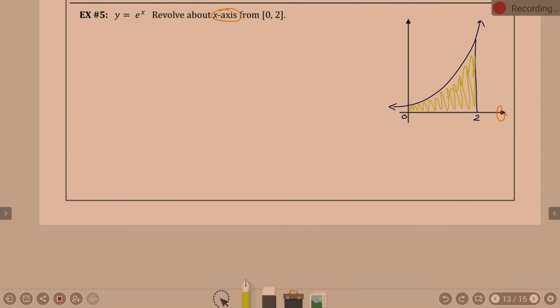Let's see, what are we doing? We're rotating about the x-axis, so my strip is what? It's a vertical strip, right? So this is going to be a vertical disc. Not that it matters, but this represents my radius, or it's a vertical value, so it represents y. So we're going to have y equals whatever.